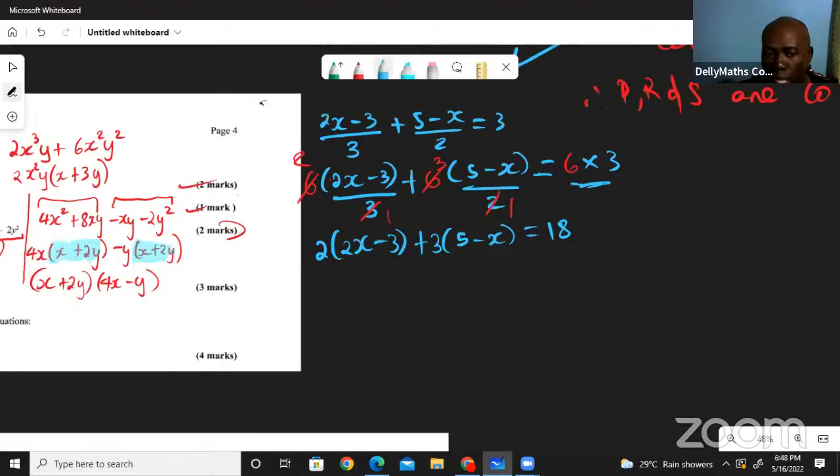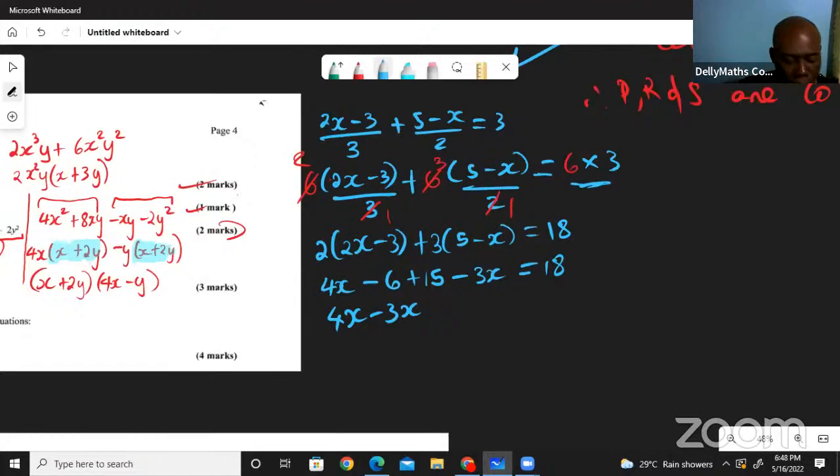All right, so we're going to distribute, get rid of the bracket. So 2 times 2x gives us 4x. 2 times negative 3 is negative 6. 3 times 5 is positive 15. 3 times negative x is negative 3x. And then we have 18 out there. So then we want to collect our like terms. 4x minus the 3x, and the negative 6 and the 15 will give you a positive 9. And then this is equal to 18.